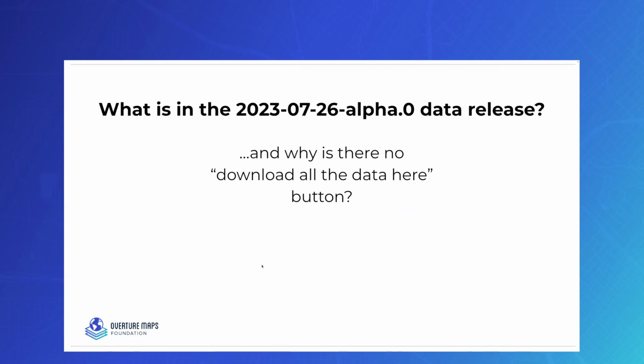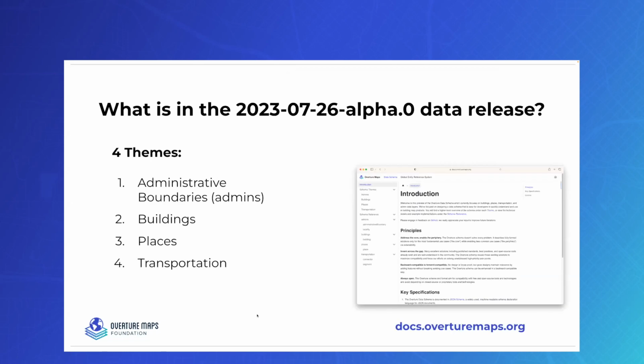So today we'll be going over the most recent Overture data release, and perhaps more importantly, why there isn't a simple download all of the data button on the website. This first release contains data for the following 4 themes: administrative boundaries, buildings, places, and transportation. You can learn more about each theme and their individual data schemas in the documentation.